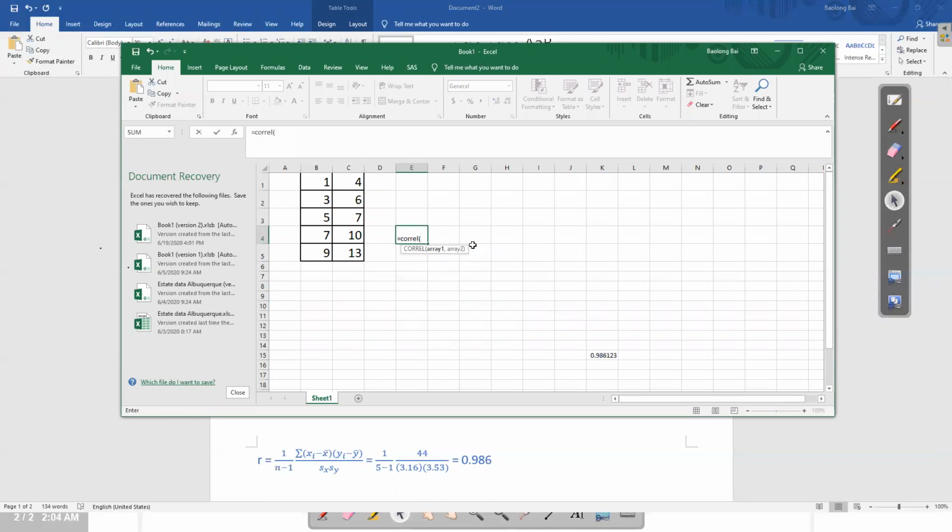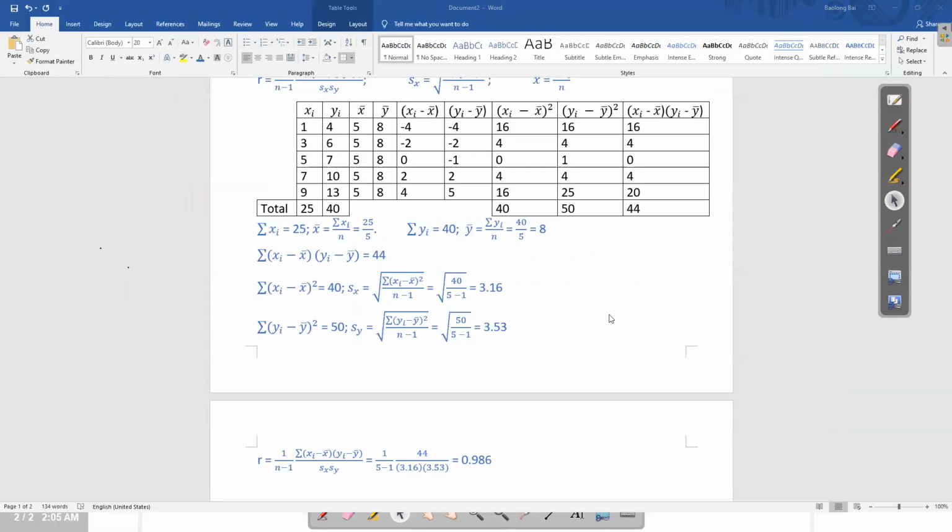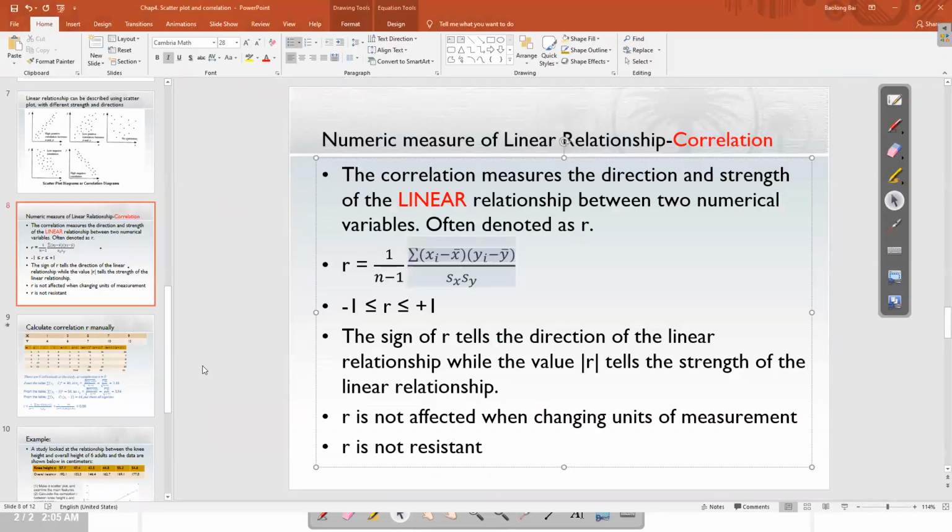So, correlation, and then the correlation function has two arguments. The first argument is the numbers in X, and then the second is the numbers in Y, and you hit enter, you can see it's very close, right? Just because we have rounding errors when we calculate manually, and the software doesn't have rounding issues. They're going to carry all the decimals they need. So this is how we calculate correlation.